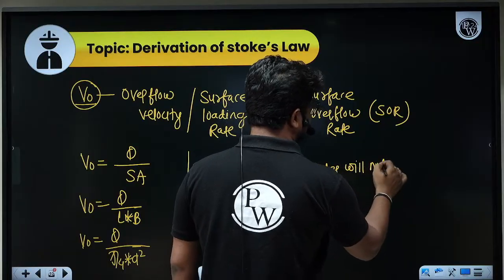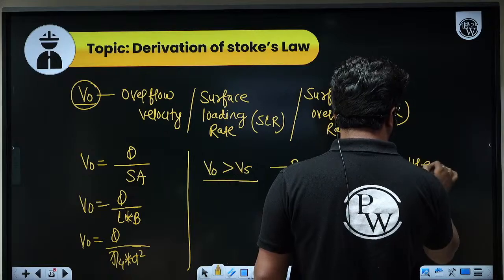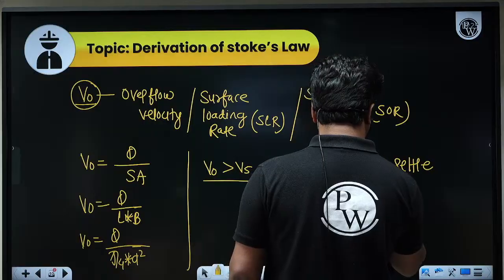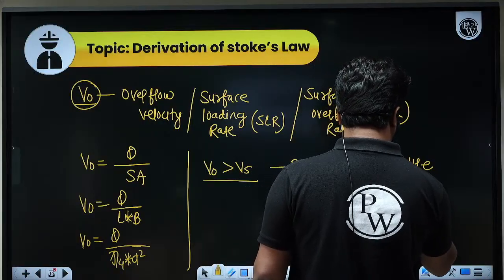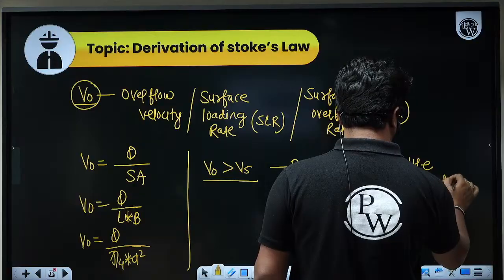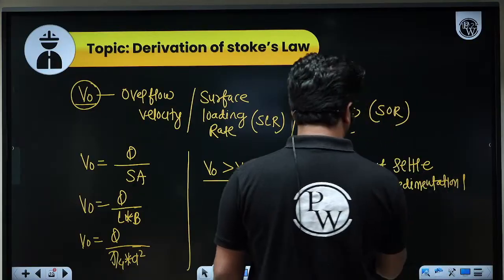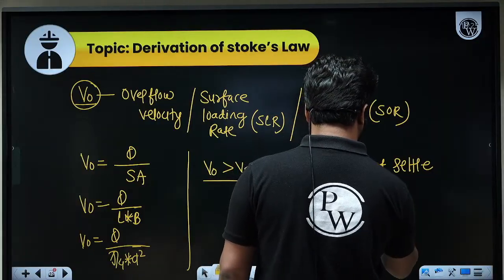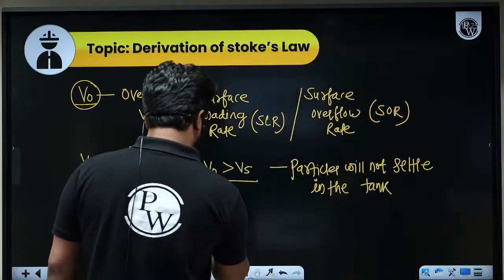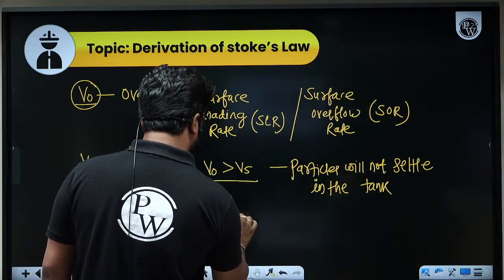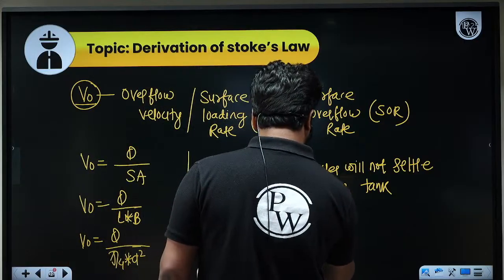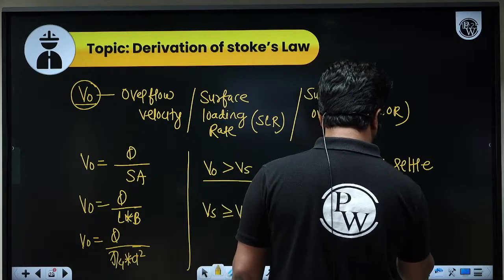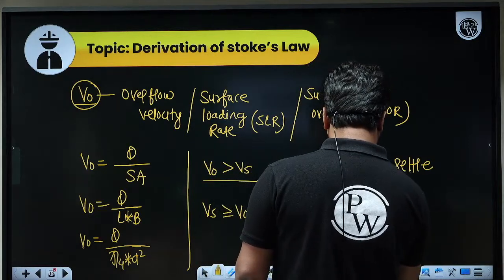If your overflow velocity is more than the settling velocity of the particle, in that case the particle will not settle in the plain sedimentation tank. Simple. If your Vs is more than or equal to V naught, in that case the particles will settle in the tank.